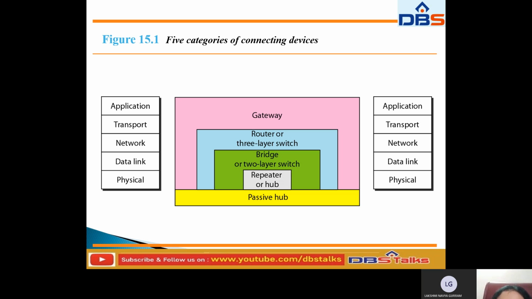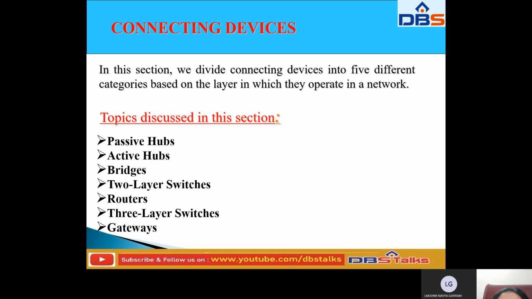Regarding these 5 connecting devices, they support some layers, that is application layer, transport layer, network layer, data link layer and physical layer. So in the definition we have seen that it is based on the layer in which they operate.